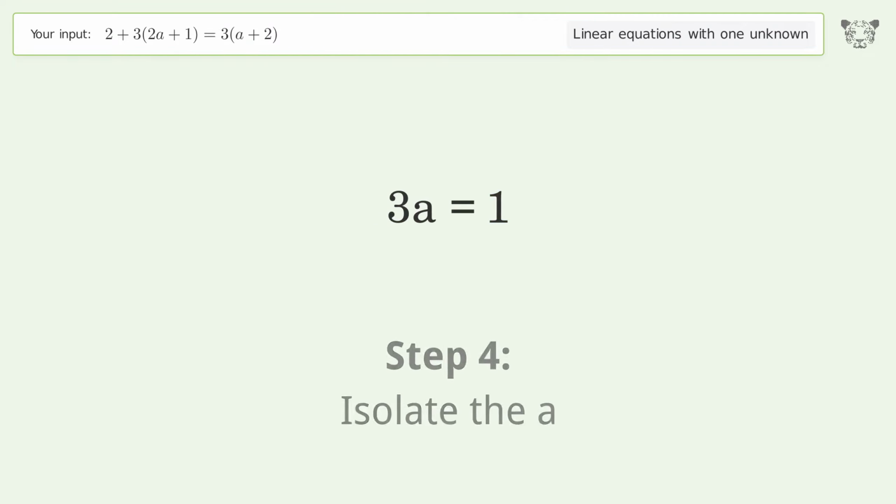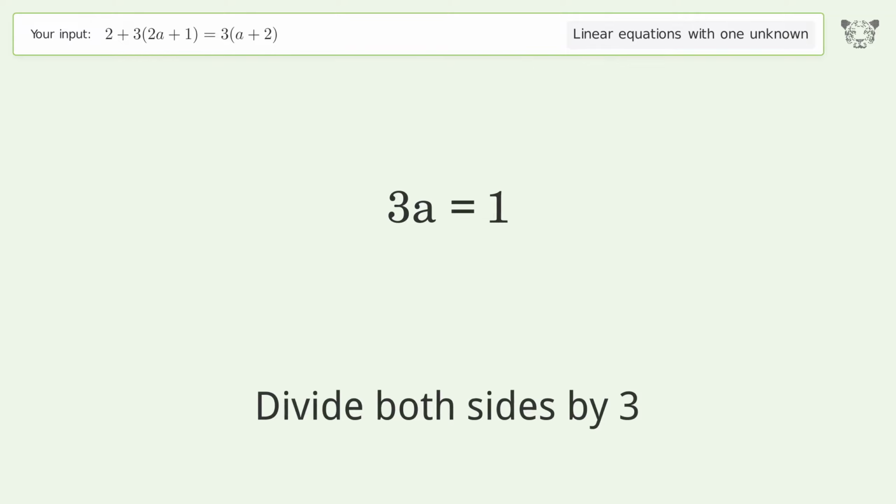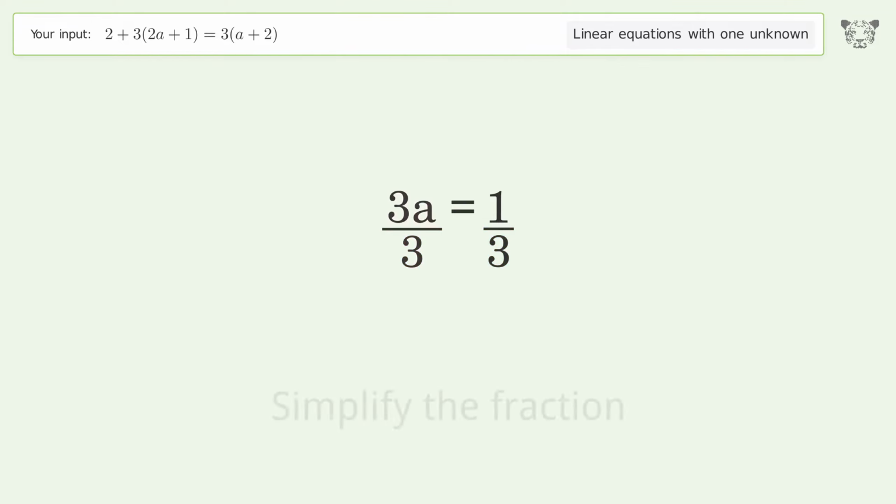Isolate the a. Divide both sides by 3. Simplify the fraction. And so the final result is a equals 1 over 3.